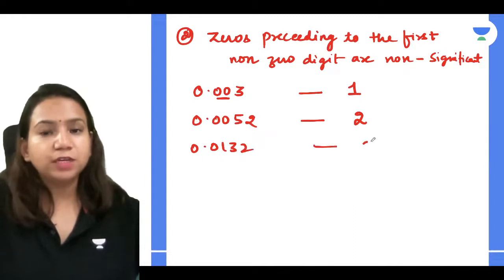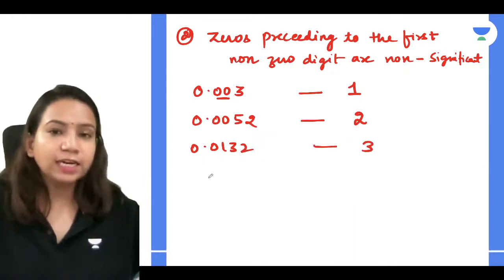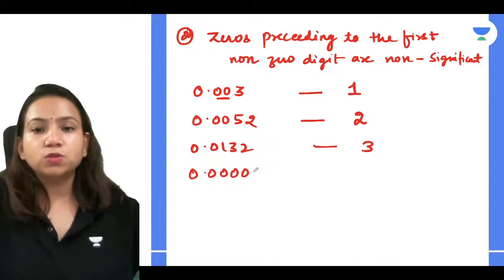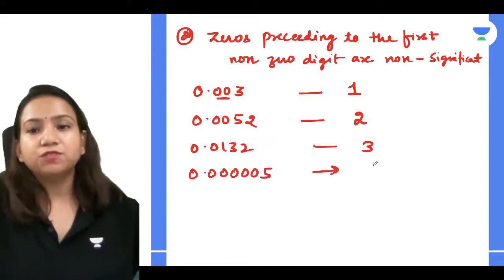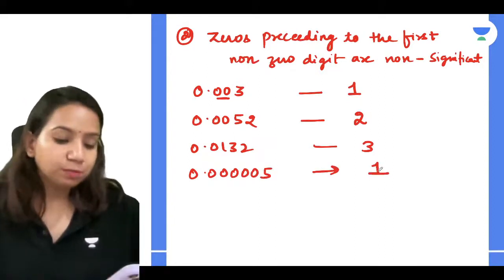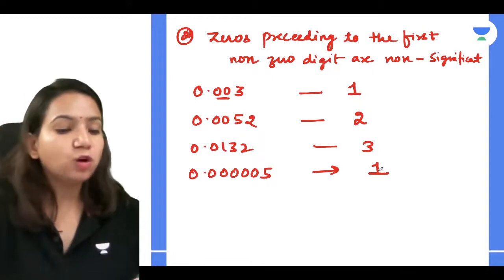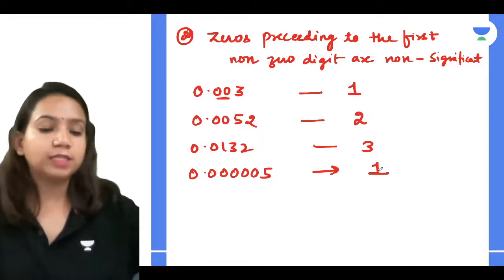0.0132, how many significant figures are there? 3. Getting that, guys? You have 0.000005. How many significant figures are there? Only 1. So always remember, zeros preceding the first non-zero digit are not significant.